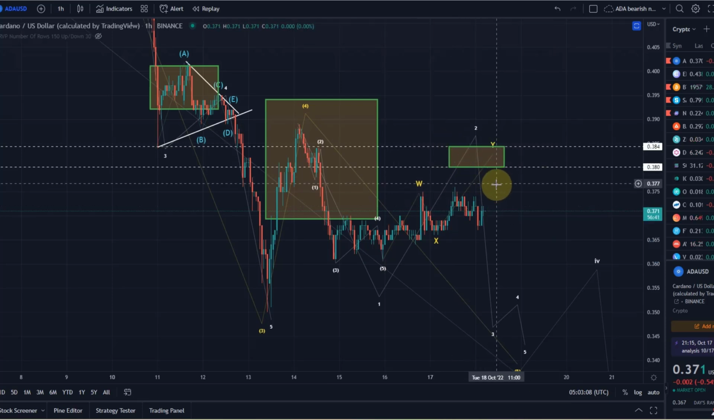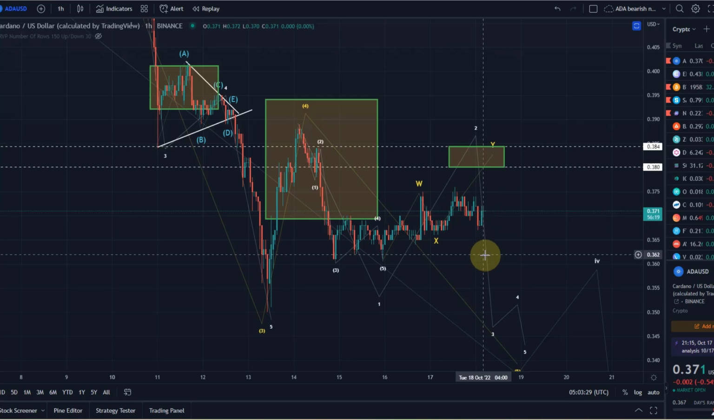Now we haven't reached that yet, or at least not yet. We can still get there, but the point here is as soon as we go below that wave X low at 36.6 cents, basically it indicates we're coming down. And if we then break below the 36.1 cent level, it strongly indicates that this is basically over and that we are going to go down.